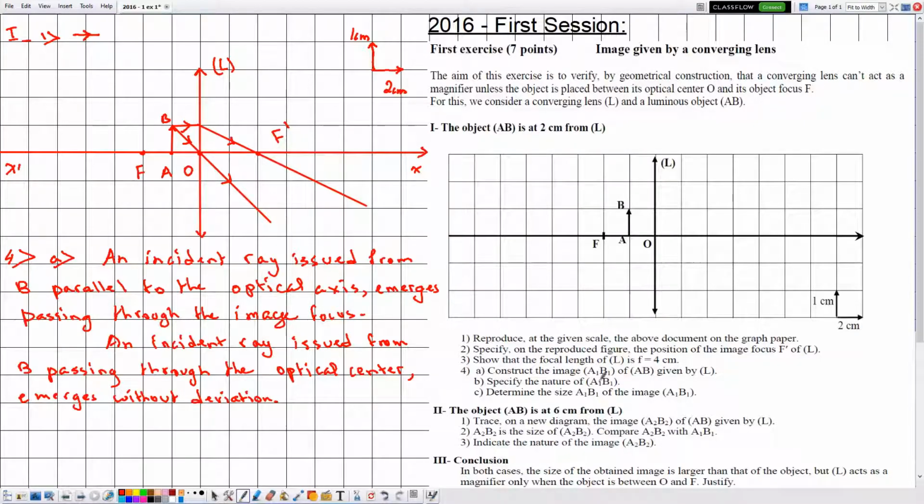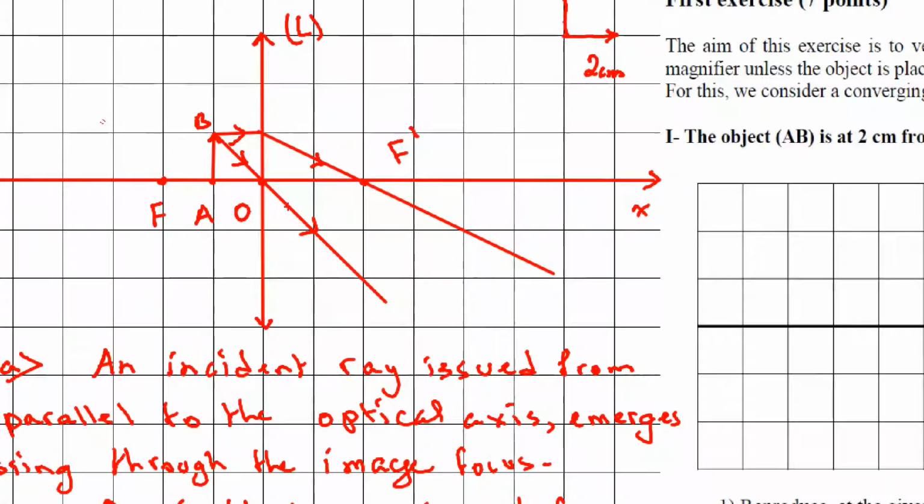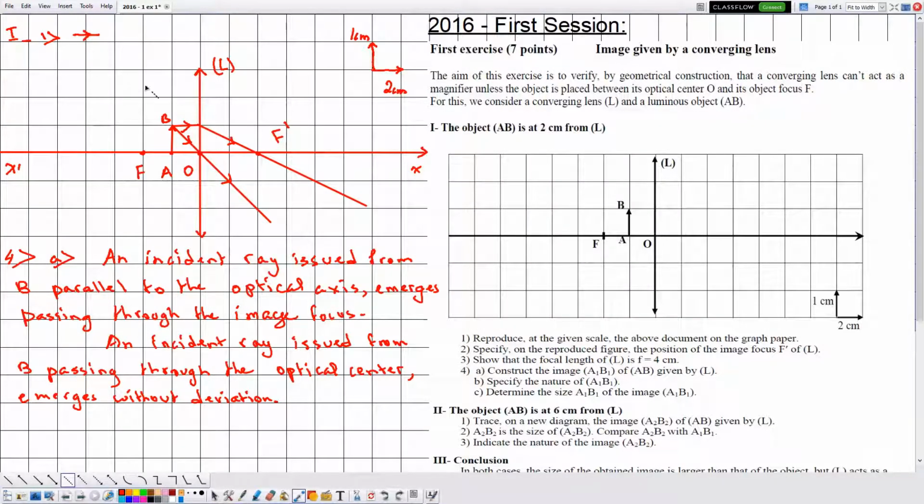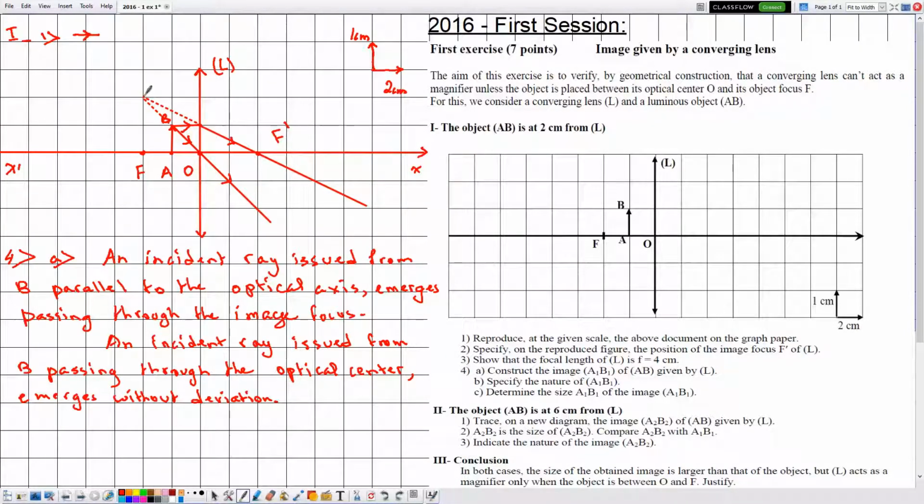Now we need to trace and justify the image. In order to trace the image, we require the emergent rays to intersect, but notice that these two emergent rays don't intersect behind the lens, therefore we need to prolongate them backward. And the prolongation of the emergent rays is always dotted. This is the prolongation of the first emergent ray, and this is the prolongation of the second emergent ray. They intersect at this point.